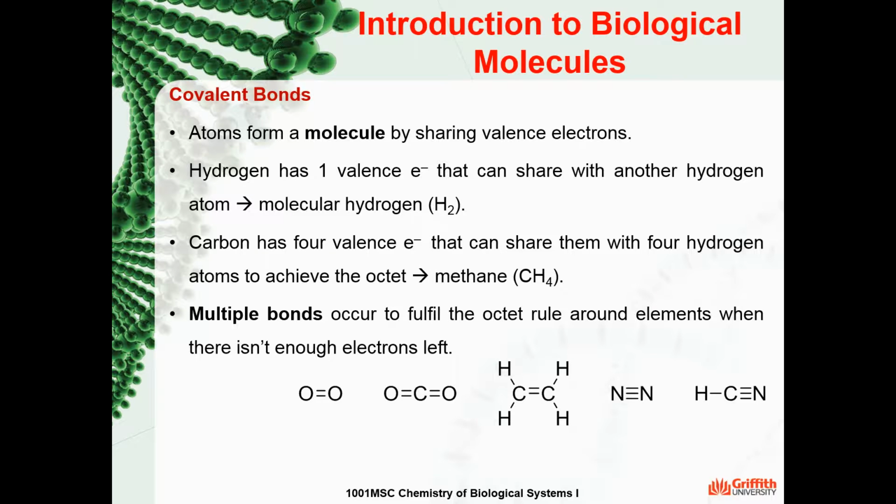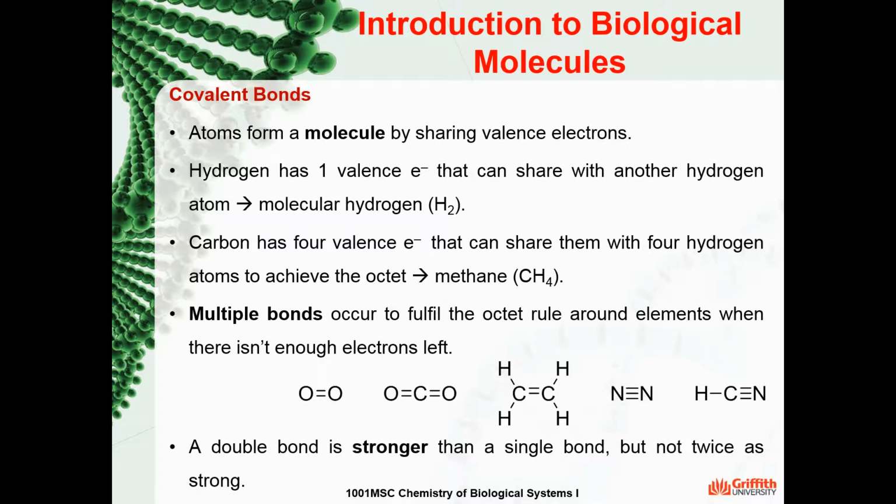See the examples: O2, carbon dioxide, C2H4, N2, and HCN. A double bond is stronger than a single bond, but not twice as strong. Triple bonds are stronger than double and single bonds. This means we require more energy to break a triple bond than we do for double or single bonds. In biological molecules, it is common to see carbon-carbon and carbon-oxygen double bonds.